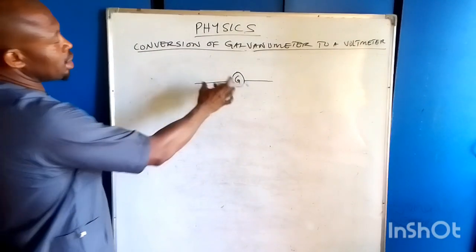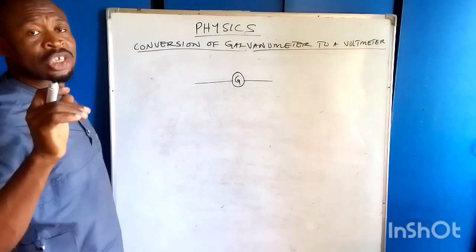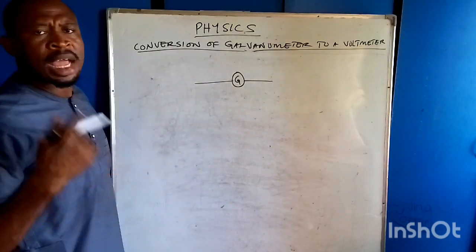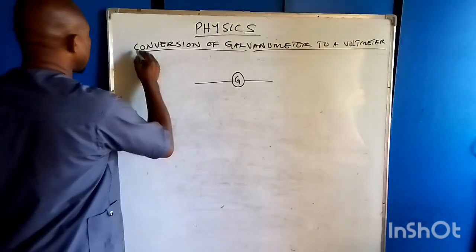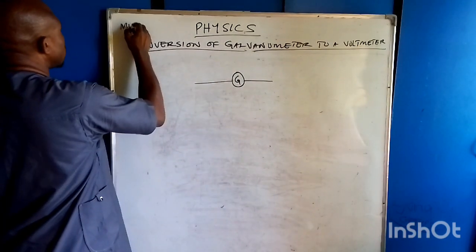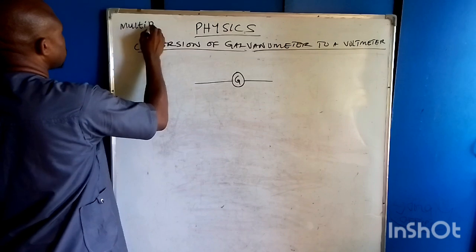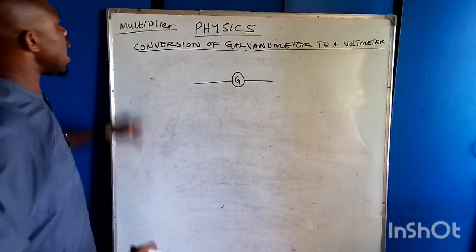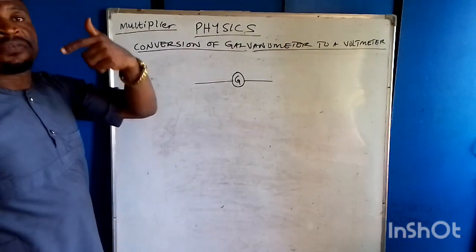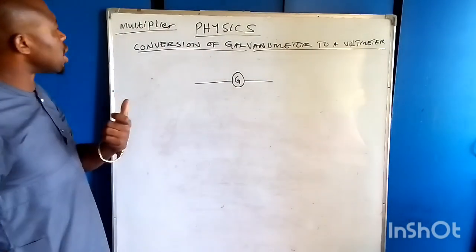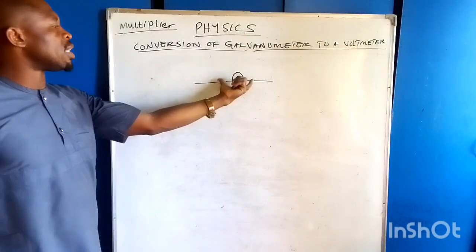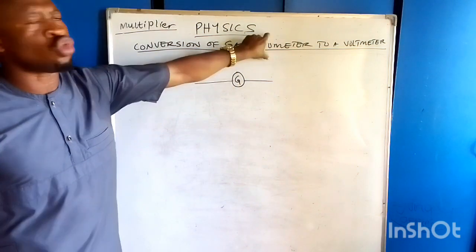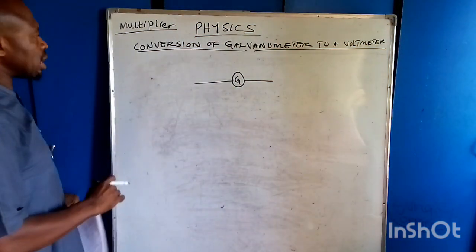And that very high resistor used in converting a galvanometer to a voltmeter is called a multiplier. So let us take it. It's a multiplier. So in other words, we can say that a multiplier is a very high resistance resistor connected in series with the galvanometer in order to convert the galvanometer to a voltmeter.